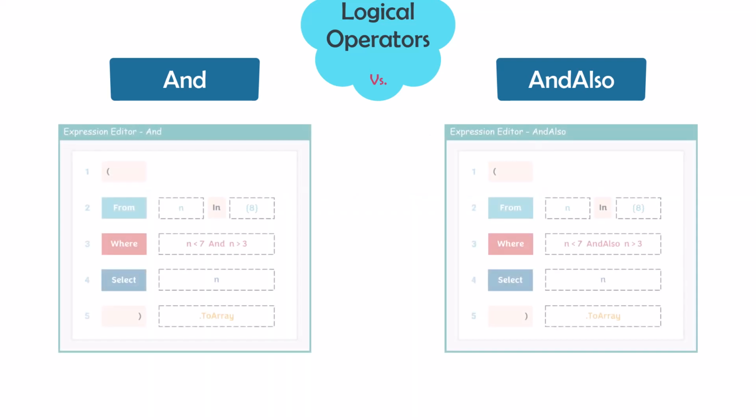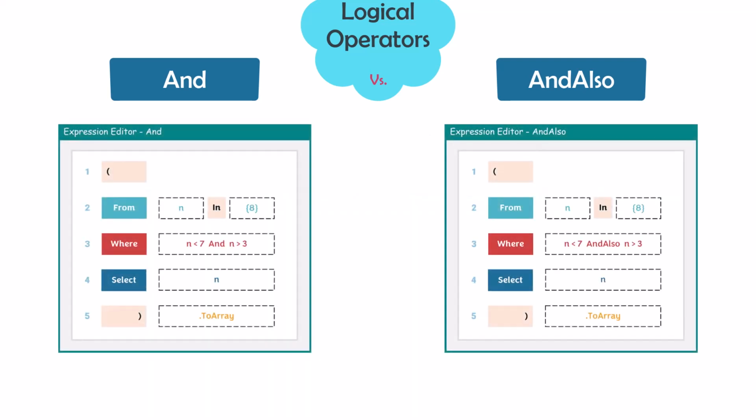Let's see the following query to understand it better. I have the same query for both. Let's understand the query first. I have an integer array here, which contains only one number, 8. After that I check if this number is smaller than 7, and if it's greater than 3. If this condition is true, I will select the number. The output will be converted to an array. The same query is also on the right side, I only used an also instead of and.